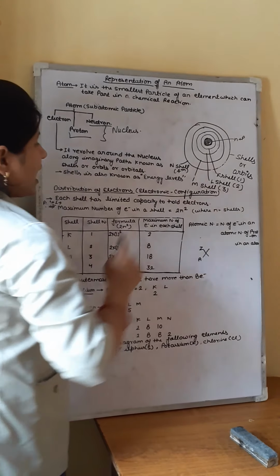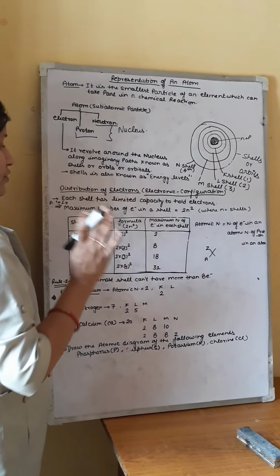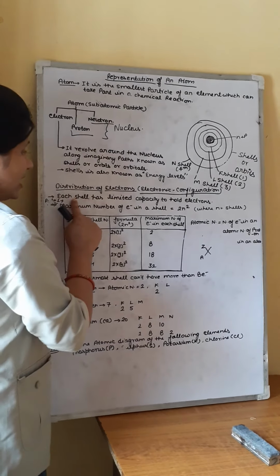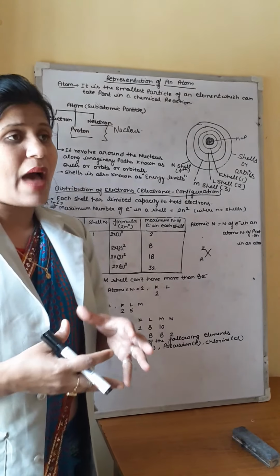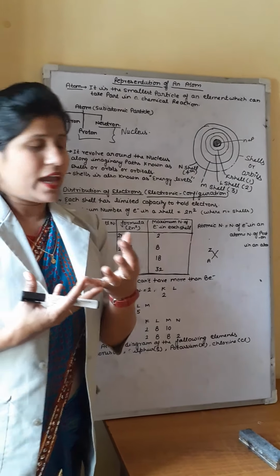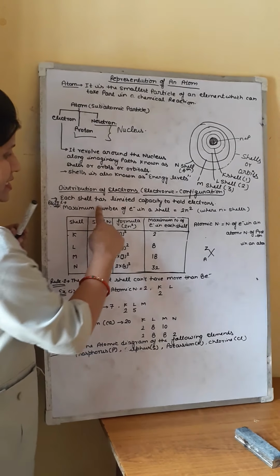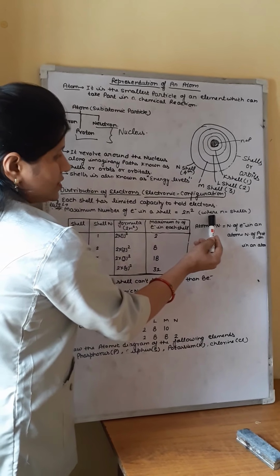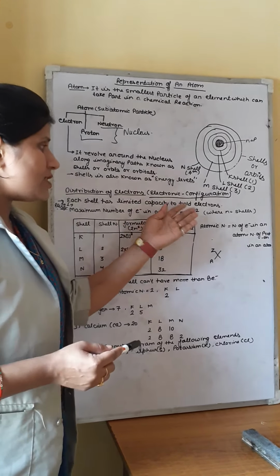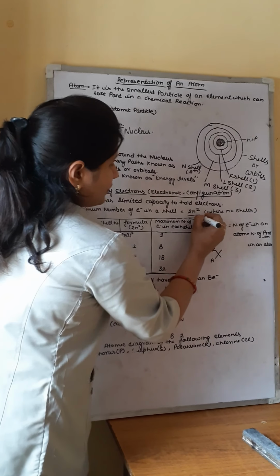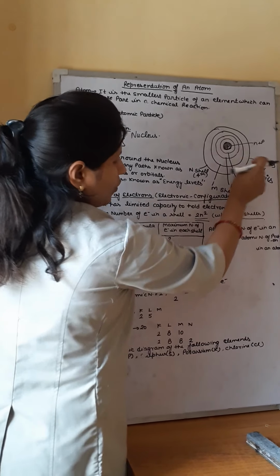Electronic configuration. Actually, students, there are some rules for the distribution of electrons. First of all, you should know that each shell has a limited capacity to hold electrons. It means each shell has a limited capacity to accommodate electrons. Rule number one: the maximum number of electrons in a shell is 2n square. This is the formula, where n is the shell number, 1, 2, 3, 4, like that.